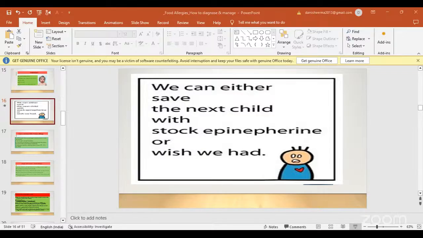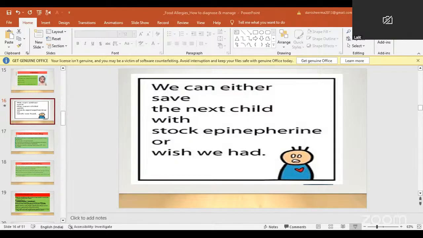So an epi auto-injector is used to treat anaphylaxis. Mostly it is EpiPen, but it's very expensive, so we've been using our own. We can either save the next child with stock epinephrine. It can be EpiPen, it can be premixed at our center or which we had. So this is very important when you have a child.